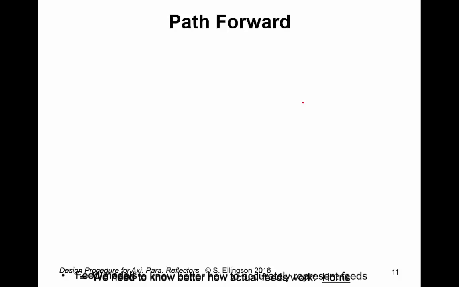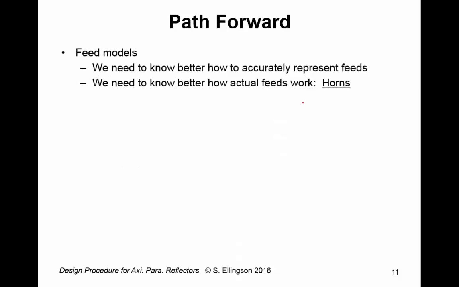So, the path forward. It has emerged that feed models are important. We need to know better how to accurately represent feeds to do a good job with design. We can see that now. And we also need to know better about how actual feeds work. Now, it should be no secret at this point that most reflector antenna systems are fed by a horn antenna. So we're going to have to take a look at how horns work.